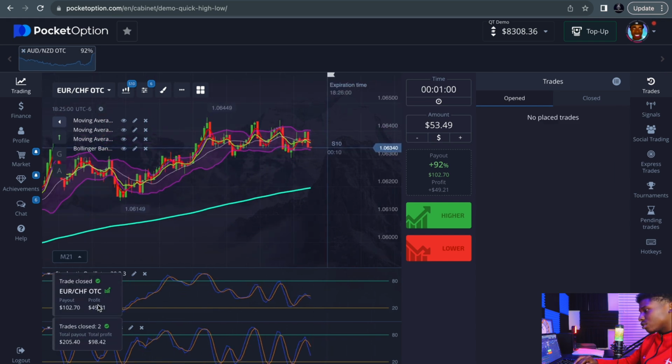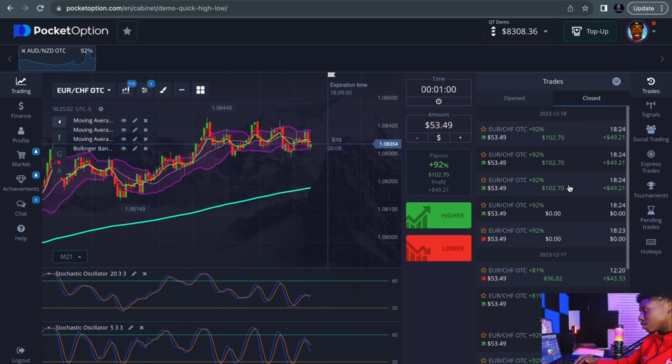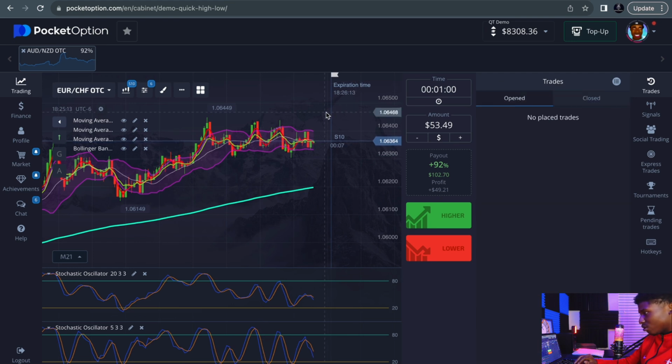All right, so as you can see, we just placed 3 trades and we won all 3 of those trades. So it cancels out these 2 trades, and then we still have an extra $100 on top of that. Just to show you that this method is not rigged or anything, we're going to do it one more time. Let's see, the stochastic is heading down, guys, but we're on an uptrend.